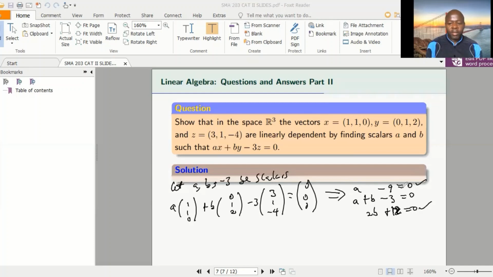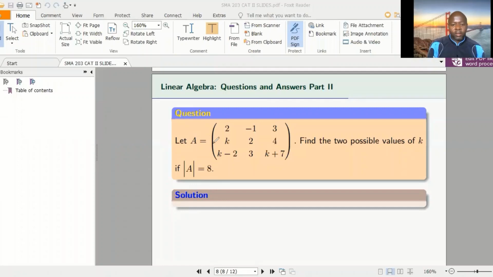This other equation gives me b as negative 6, because this 2b plus 12 is 0. That means b will be negative 6. I already have the values of a and b as required by the question. Let's look at the next question.